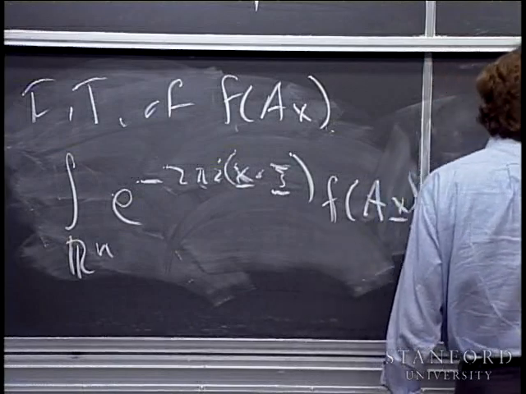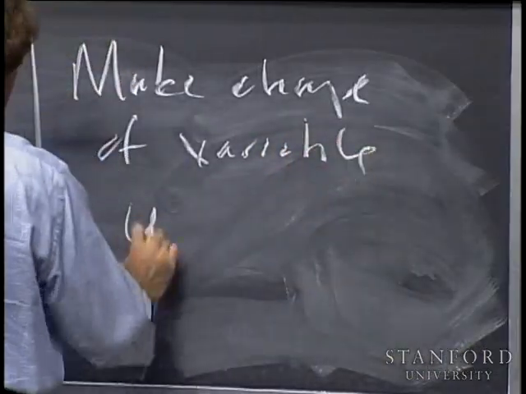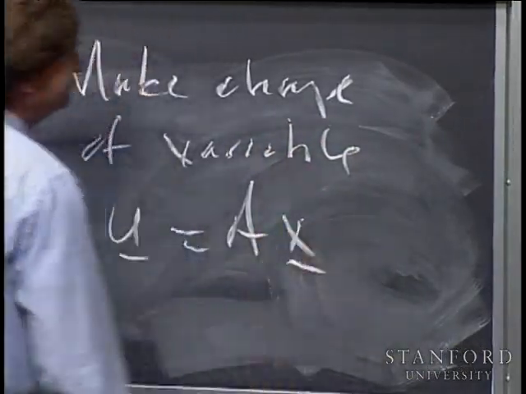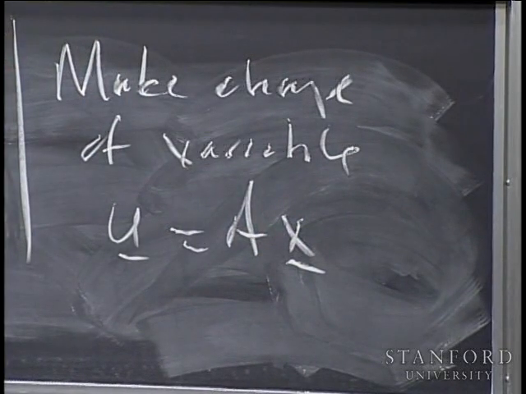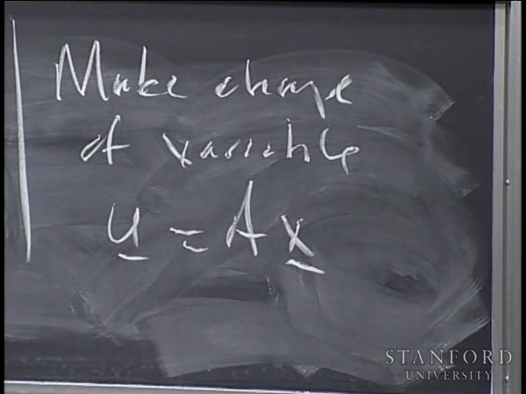Change of variable: u equals Ax. All right, that's fine, but it introduces a number of complications. So the variables are not changing independently here. What I mean is they're all coupled, okay?